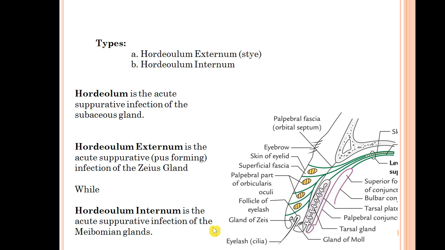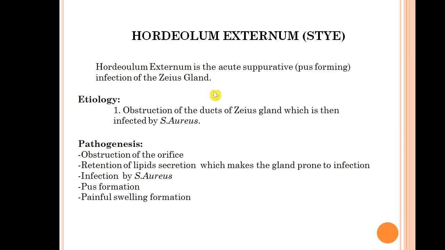So now let's move ahead. This is written in the text. Now let's move ahead. The Hordeolum externum. As we have explained, it is an acute suppurative infection of the Zeiss gland, the external gland. The cause is, again, obstruction of the Zeiss gland, followed by an infection by Staph aureus. As far as its pathogenesis is concerned, the obstruction of the orifice of the Zeiss gland will occur.